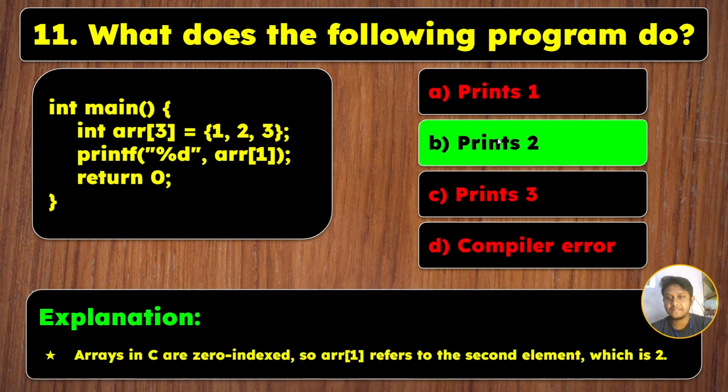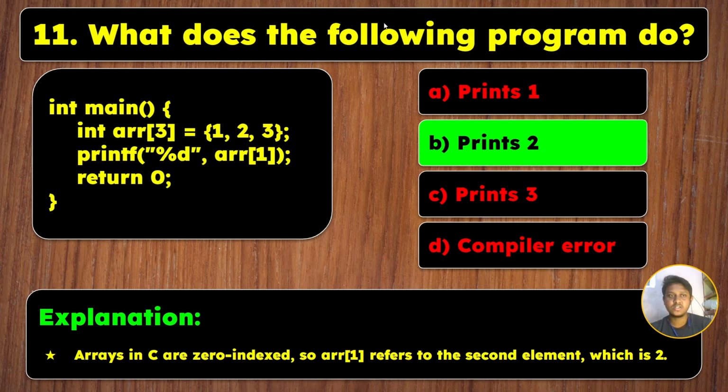So option B. As you can see, arrays in C are 0 indexed. So the first index of the array refers to the second element, which is 2. So here this 1 is stored inside the 0th index of the array, 2 is stored in the first index of the array, and 3 is stored in the second index of the array. So if we are accessing the index 1, then it will definitely print this 2. So here the correct answer will be option B.